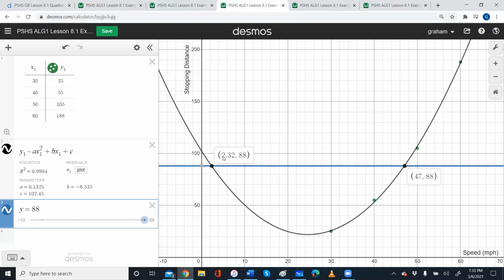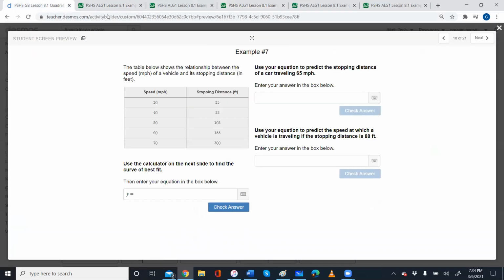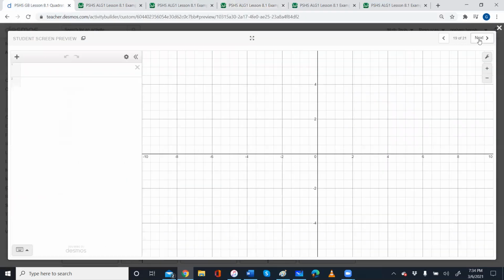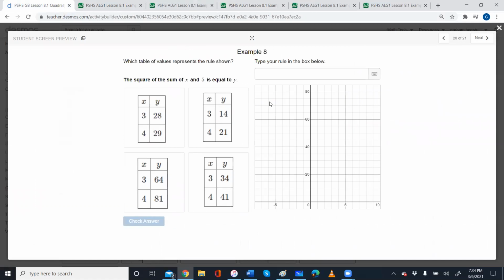Seems unlikely a car going at 2 miles an hour would take 88 feet to stop. That would seem like not a very common sense answer. So sometimes we do have to interpret just a little bit while we're answering these types of questions. All right, as we head to the end, we're going to look at some slightly different questions. These are previous SOL questions.